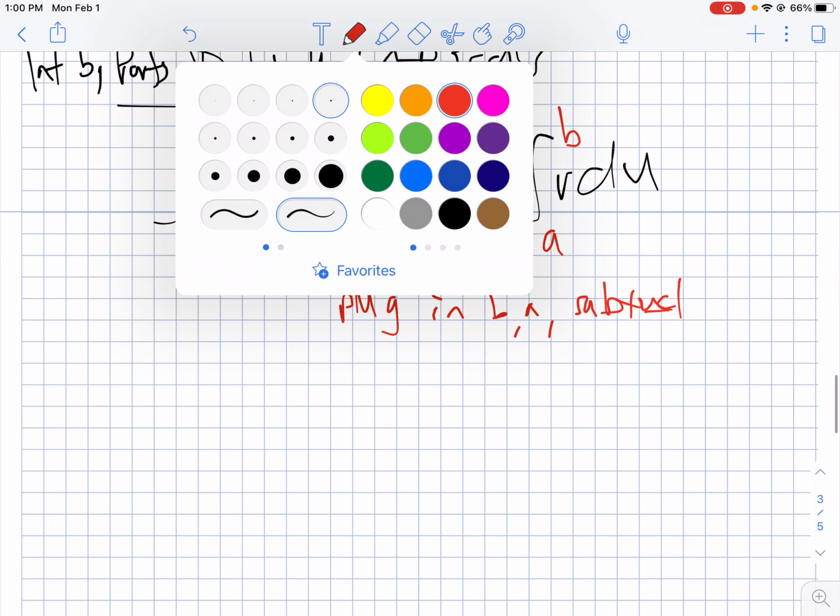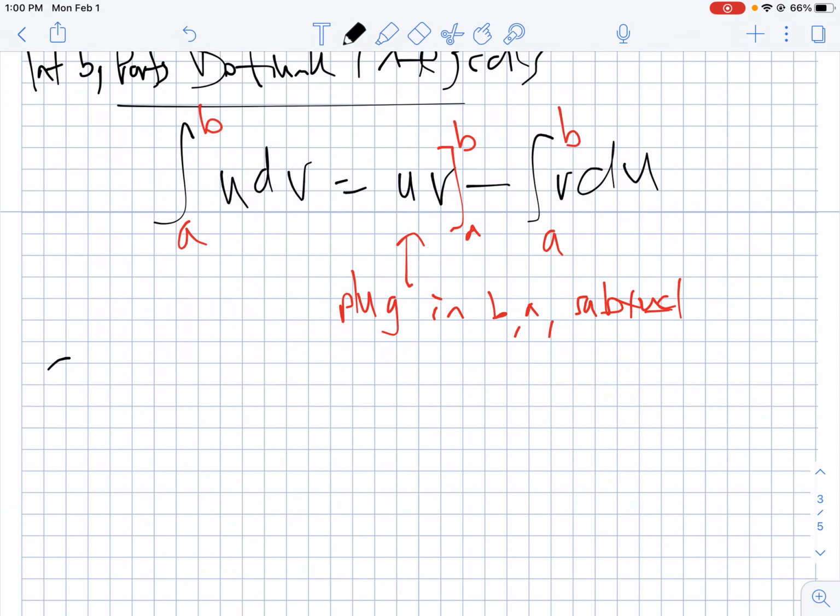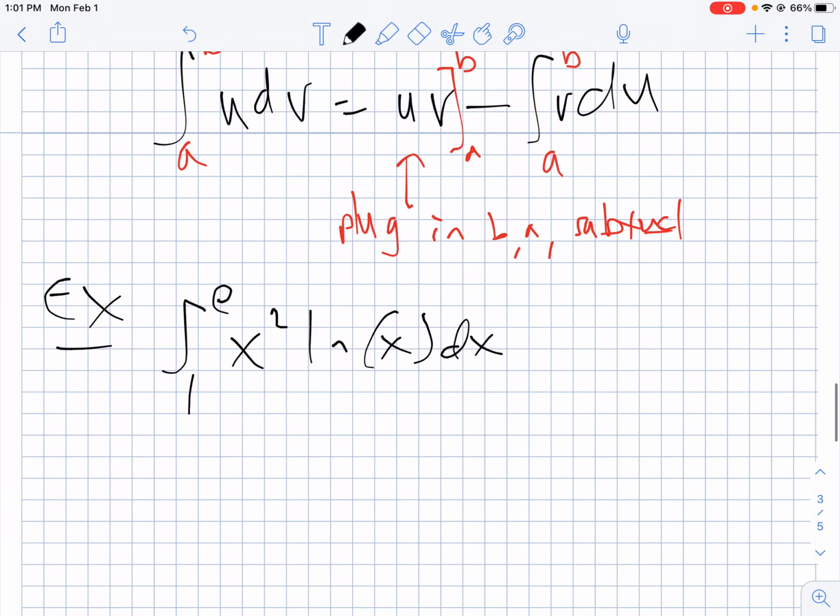Okay, so let's look at a couple examples of where you'll see problems like this. One with just a regular equation, and then one with a table. So let's say we have to do the integral from 1 to e of x squared ln of x dx. Now I think it's pretty clear looking at this, it's not a u sub. We see two things multiplied. Let's try integration by parts.